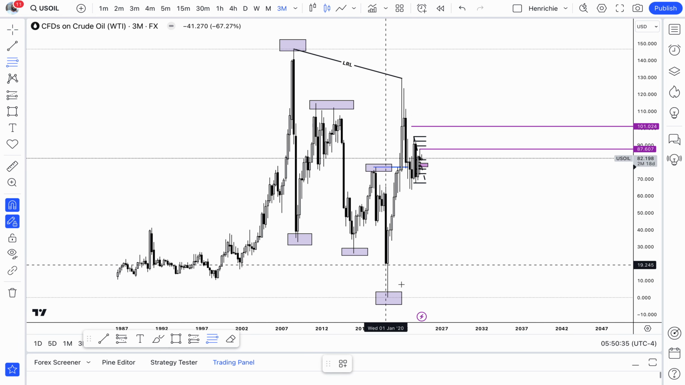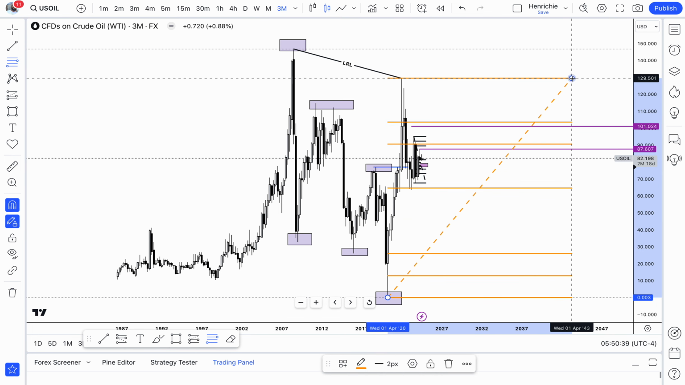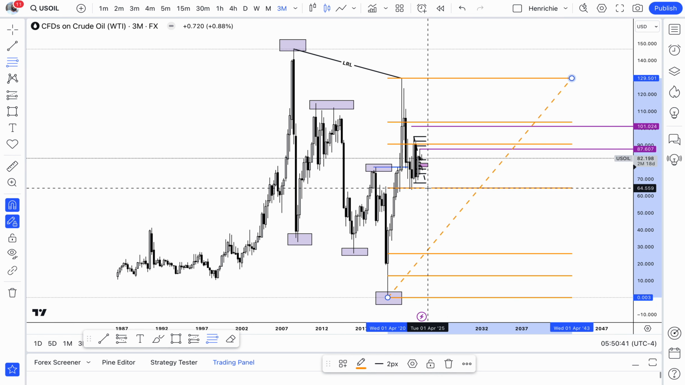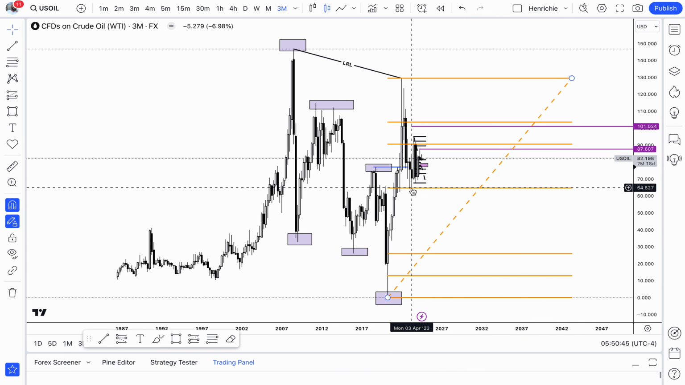After that break of structure, all you've got to do is use the Fibonacci from the low to the high. You want to buy from discount. Once price comes below the equilibrium, that's a discount. You're looking for buy opportunities.